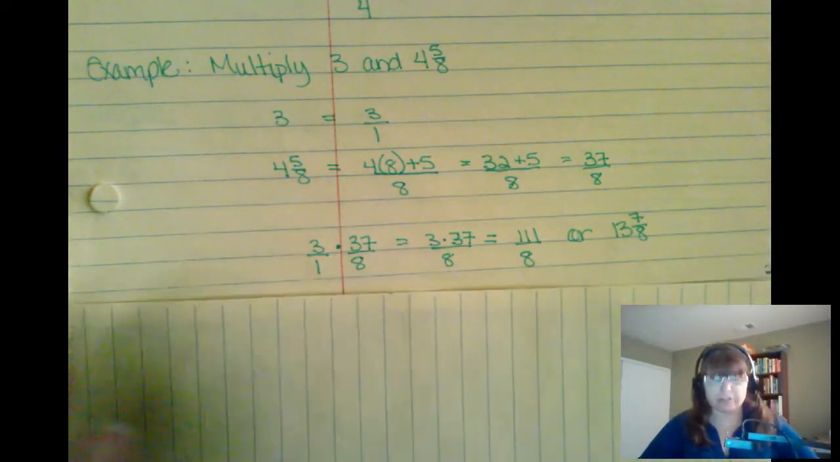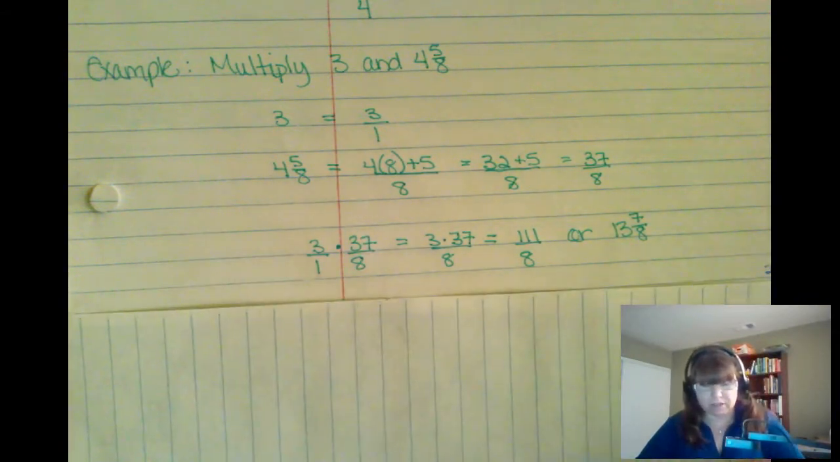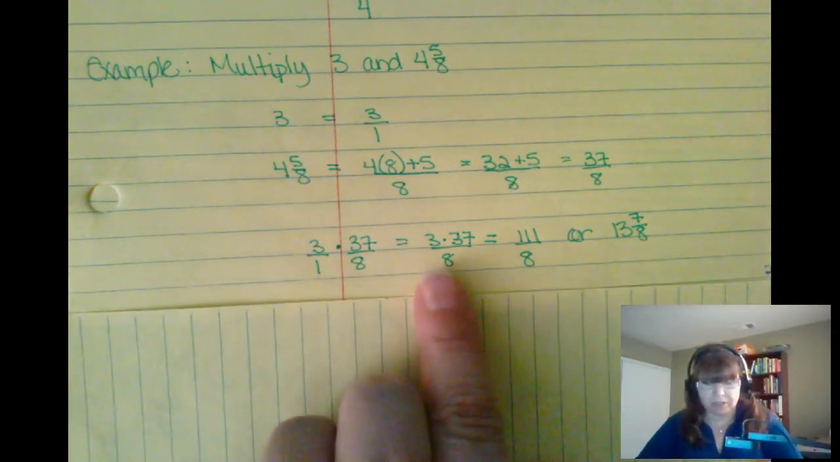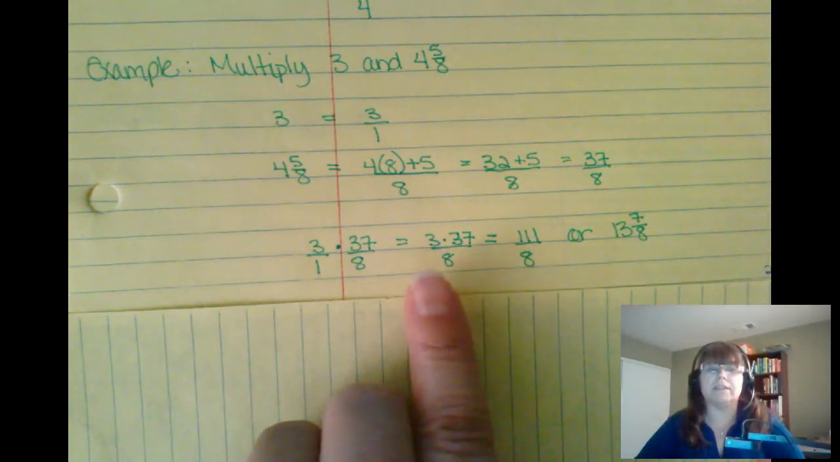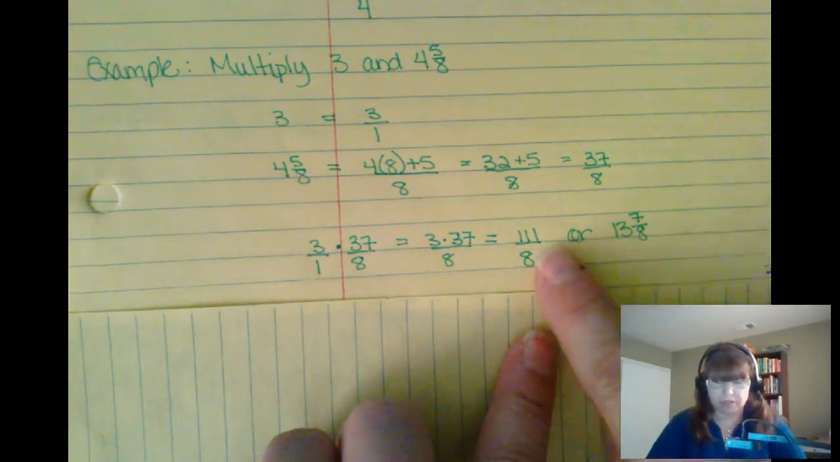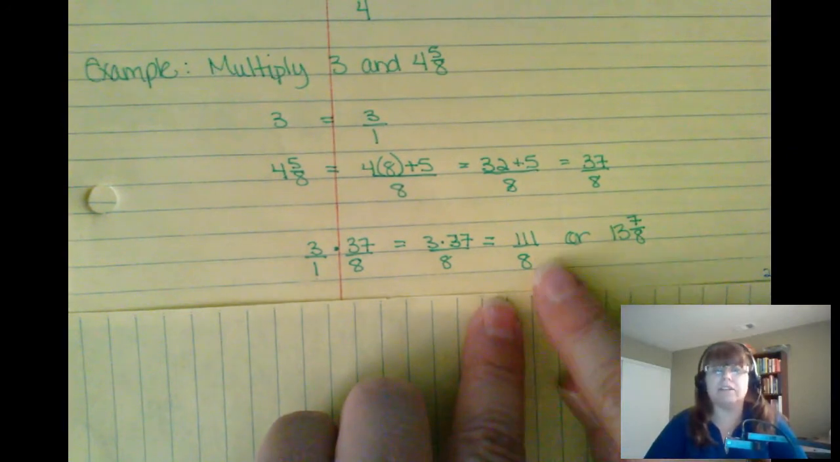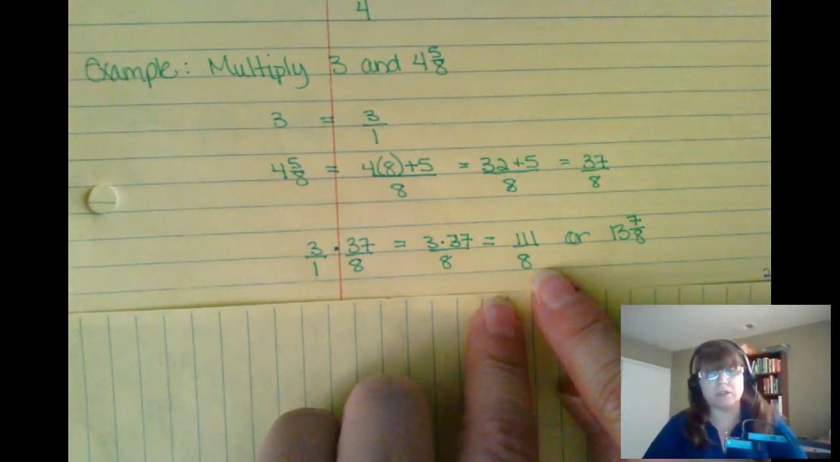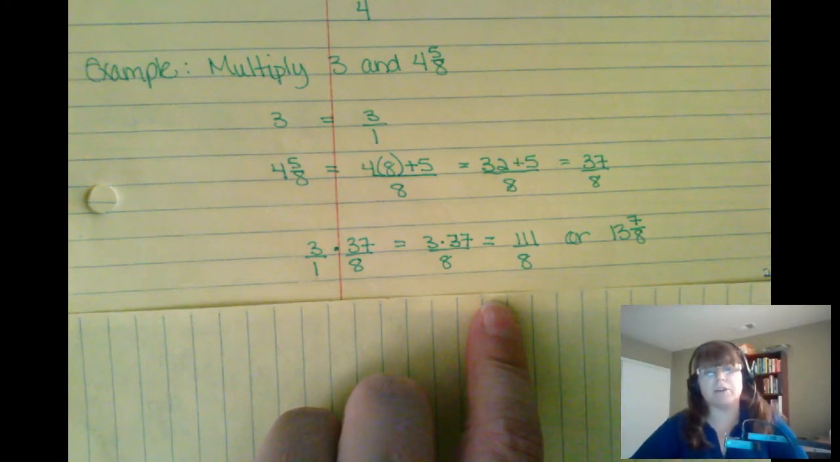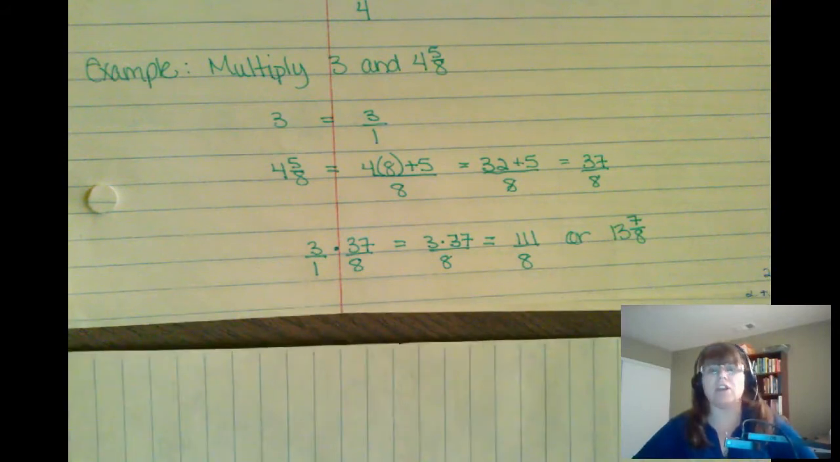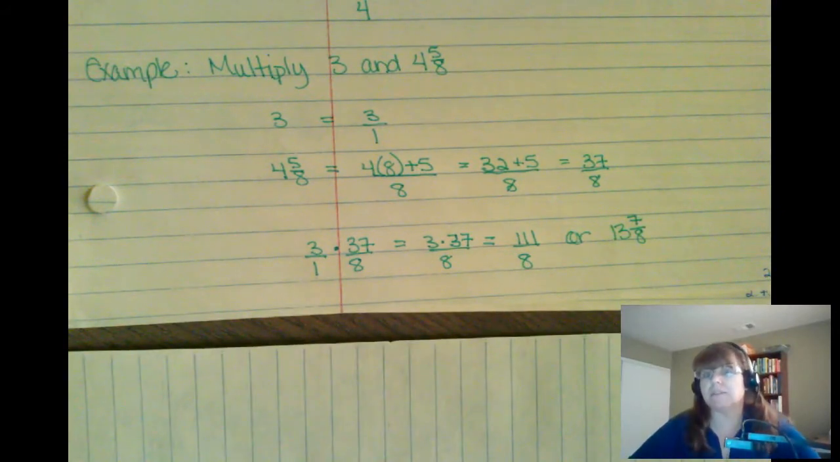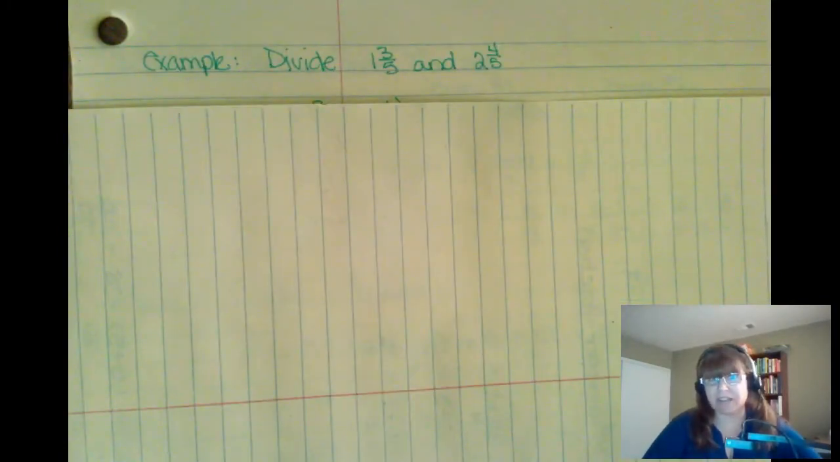So now we multiply our two. We multiply our numerators, we multiply our denominators. So 3 times 37 all over 1 times 8, which is 8. So 111 over 8. But again, I started with mixed numbers, so I better go back to mixed numbers. So 8 goes into 111 13 times with 7 remaining. So 13 with 7/8.